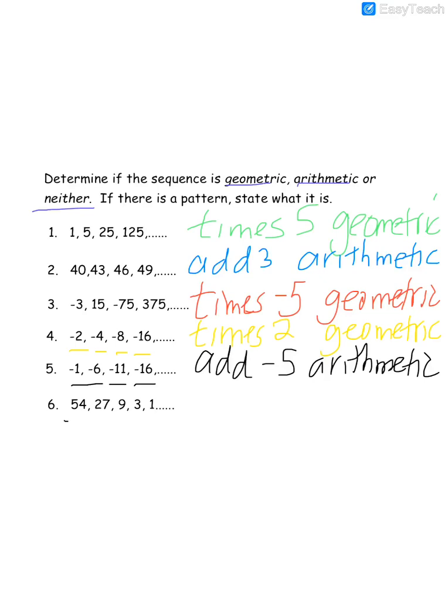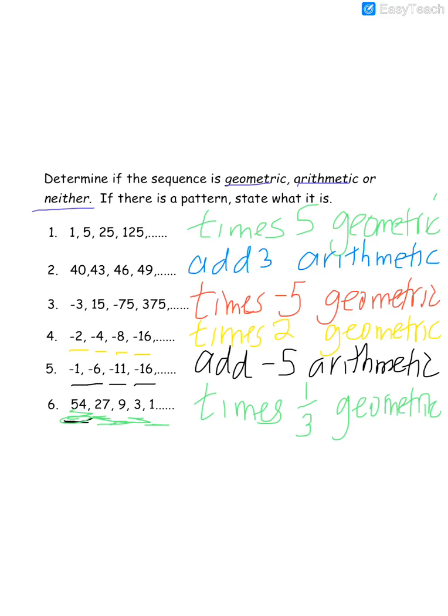All right, last one. How do you get from 54 to 27 to 9 to 3 to 1? So again, some of you might be thinking you're dividing by 3. We're not going to be using the word divide or subtract. If you see here, I'm adding a negative number. So instead of dividing by 3, I'm going to write it a little differently. I'm going to write times 1/3. 54 times a third is 27. 27 times a third is 9. 9 times a third is 3. 3 times 1/3 is 1. Still considered geometric. Still timesing.